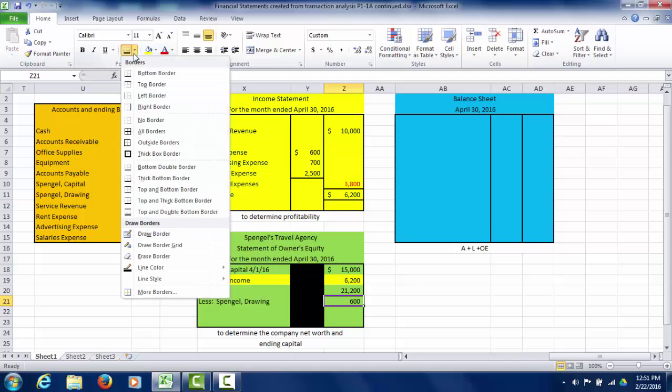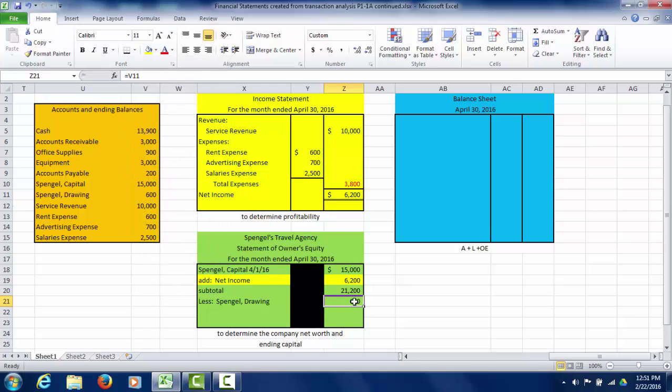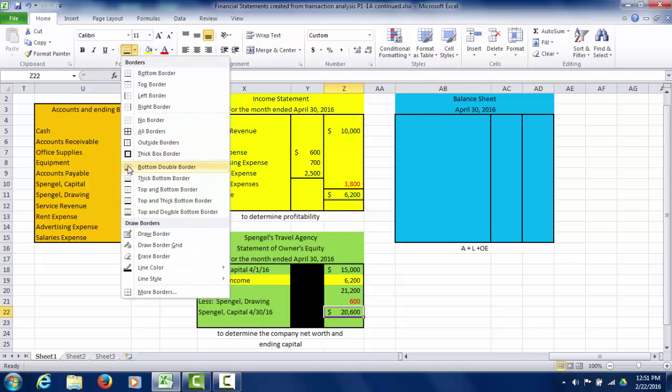I'm going to put this in red. And when I subtract the 600 from the 21.2, I end up with an answer of 20,600. Give that a $ sign, and now we just have to label it. This is basically our ending capital. So I'm going to write Spengel capital, except the date is April 30th. So by writing April 30th, I'm saying that's the ending capital. So this 20,600 represents the company's net worth.